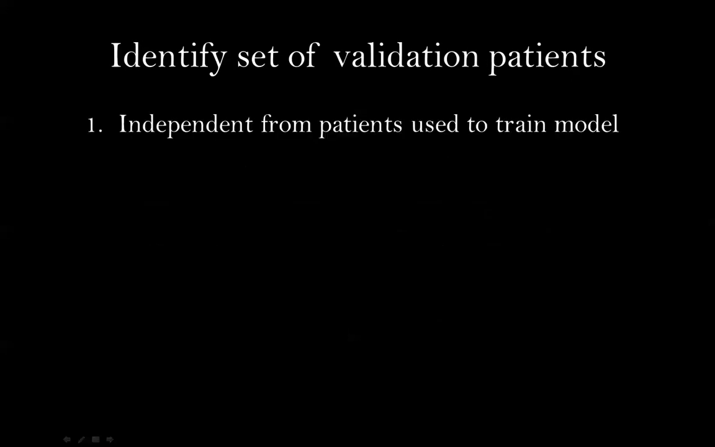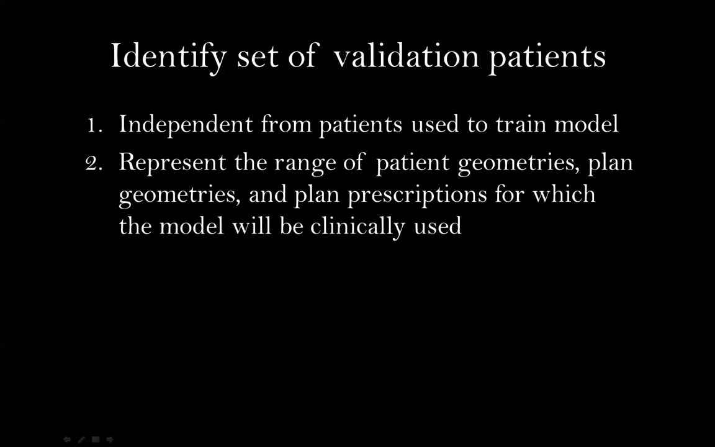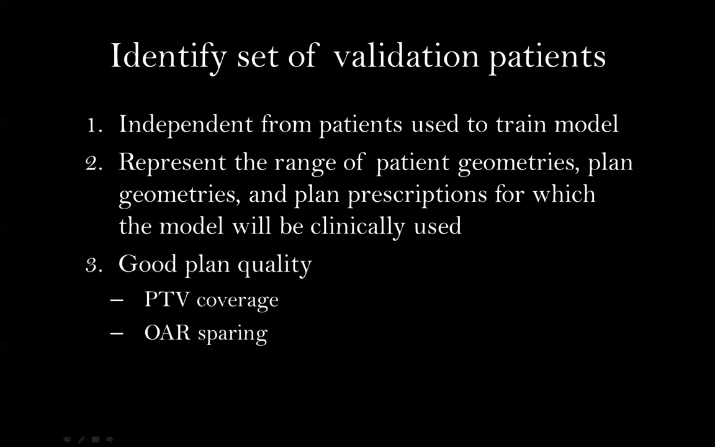First, identify an independent set of validation patients that are different from the patients that were used to train the model. It is important to select patients that are representative of the range of patient geometries, plan geometries, and plan prescriptions for which the model will be clinically used. In addition, the plan quality of the validation patients should also be assessed similarly to the training patients to ensure high-quality plans are used. This includes adequate PTV coverage and organ at-risk sparing.